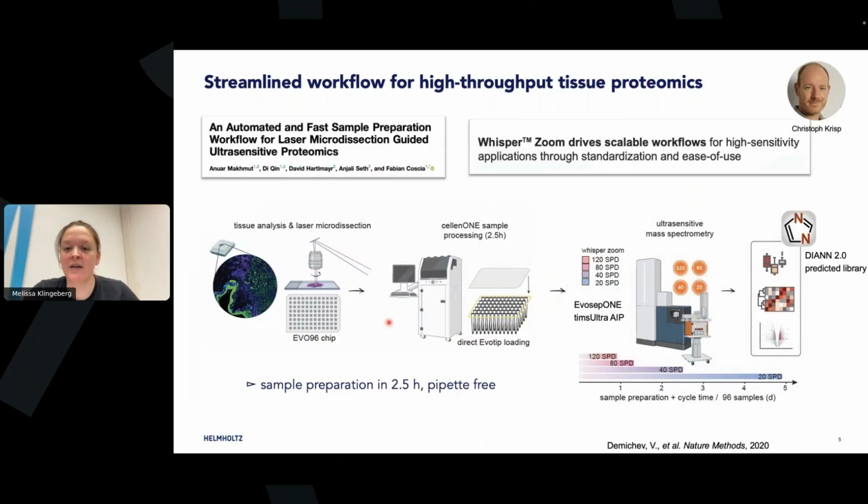From the mass spectrometry side, we looked into the Whisper Zoom gradients, how they perform from the 20 SPD to the 120 SPD, and measured all of this on the timsUltra AIP system. And all the data was then analyzed in Diane.